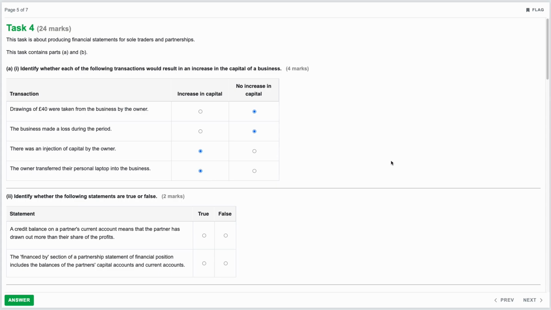So an increase in capital does not only relate to an injection of capital by the owner in terms of money, it would also include any assets that were transferred from the owner to the business. The only other one that would also increase the capital would be if the business had made a profit, because that would increase the amount owed back to the owner.